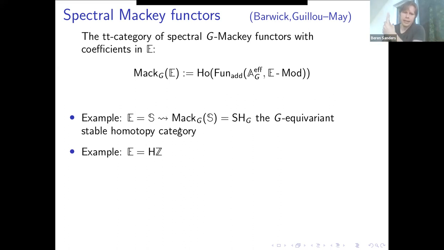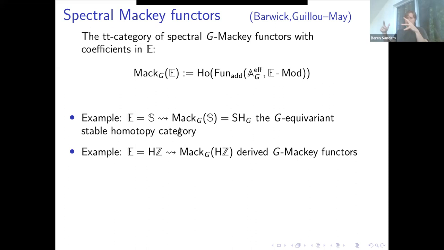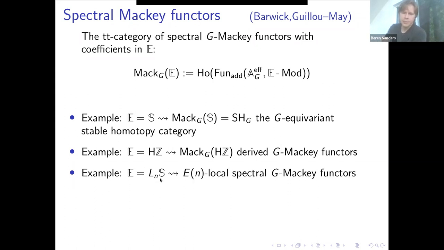On the other hand, if you take E to be the Eilenberg-MacLane spectrum of the integers, spectral G-Mackey functors valued in HZ, these are derived Mackey functors in the sense of Kaledin. On the other hand, if you take E to be the E_n localization of the sphere spectrum, then spectral G-Mackey functors valued in this spectrum are exactly E_n-local spectral G-Mackey functors.